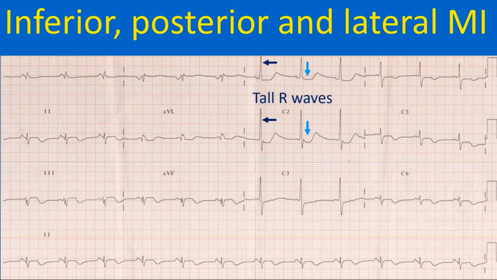There are tall R waves in V1 and V2 with R by S ratio more than 1 and ST segment depression with upright T waves. These features are suggestive of posterior wall infarction, being the inverse of Q wave, ST elevation and T inversion, which would have been recorded in a posterior lead.